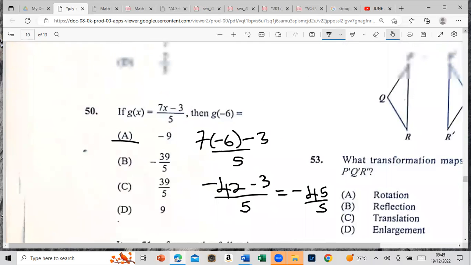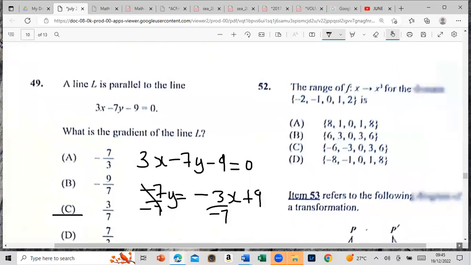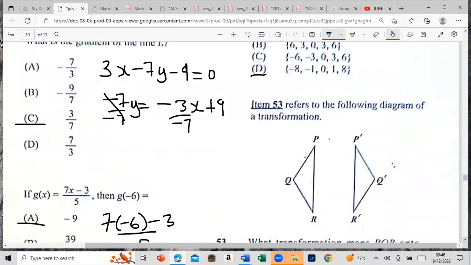Let's move on to 52. Question 52 says the range of f of x equals x cubed for the domain including negative 2 is... So we're going to cube all the numbers. Should that be positive? No, negative for this one, because it's a cube, not a square. Negative 2 to the third power is negative 8. We have to be very careful, guys, very careful.